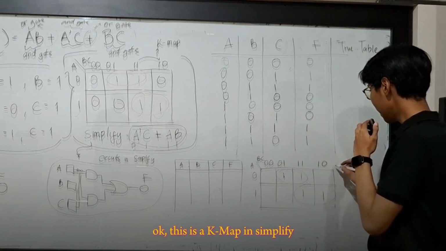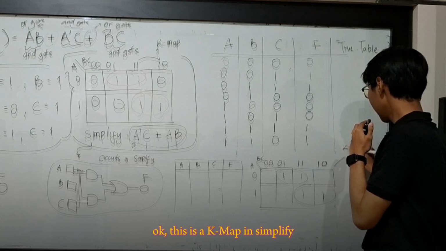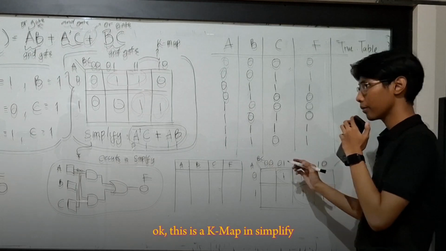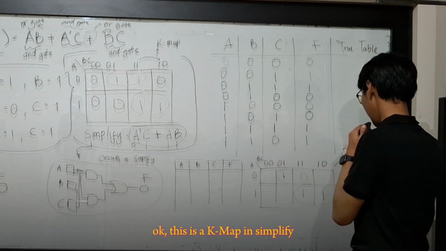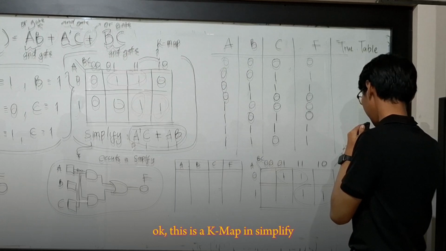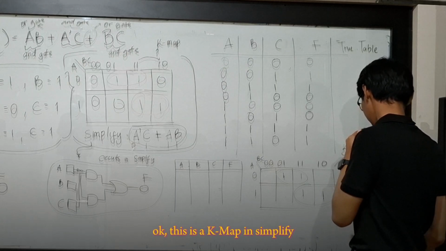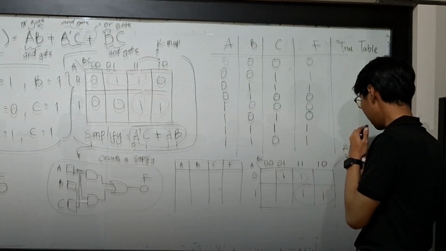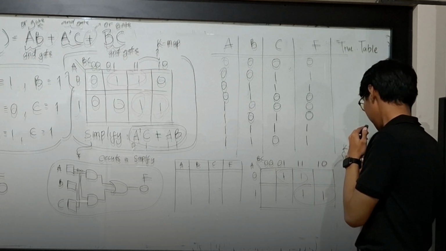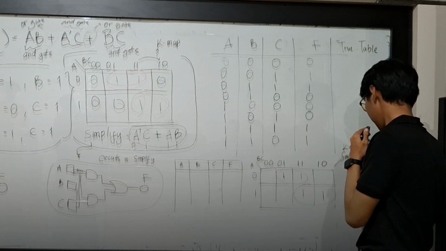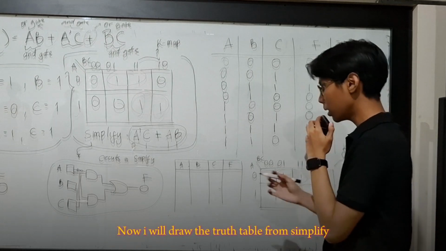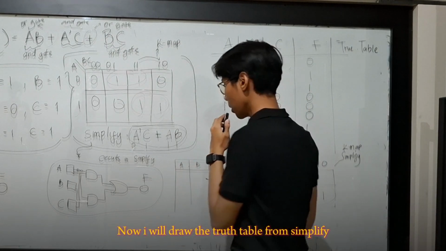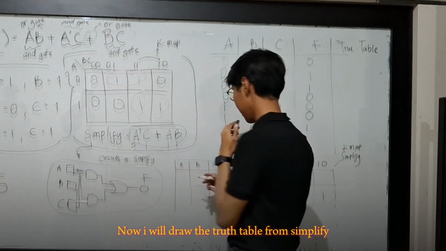Okay, this is a Karnaugh map in simplify. Okay, this is a Karnaugh map from simplify. Now I will draw the truth table from simplify.